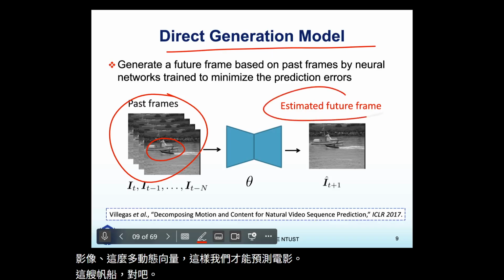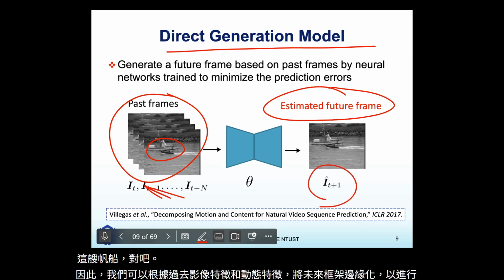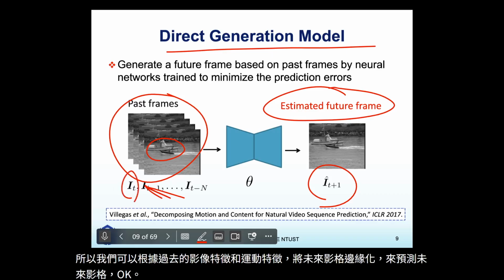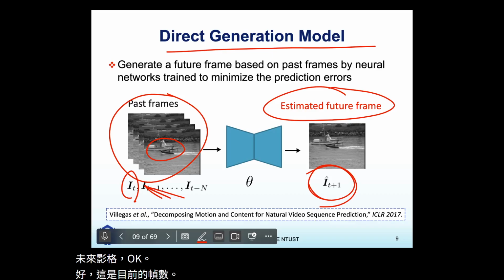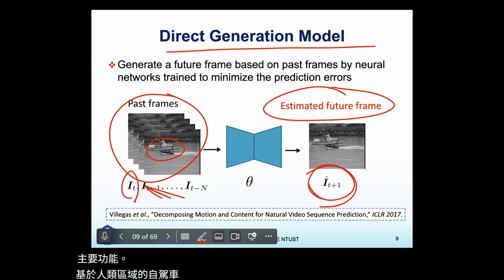Here we can estimate a future frame based on the past image features and the motion features to perform a prediction for the future frame. So this is the current frame, this is the future frame. This is the main function of the human vision-based self-driving car system. It heavily depends on the prediction, predicting the location of the object inside the video.